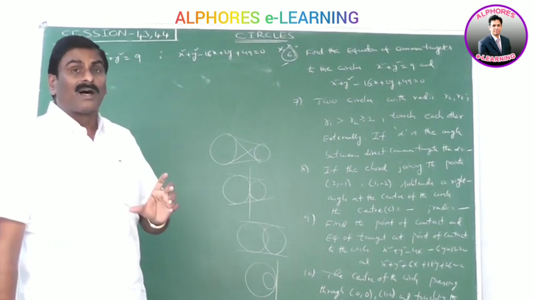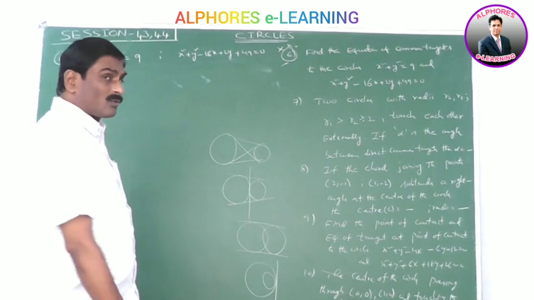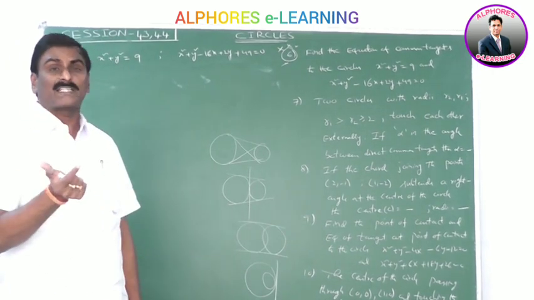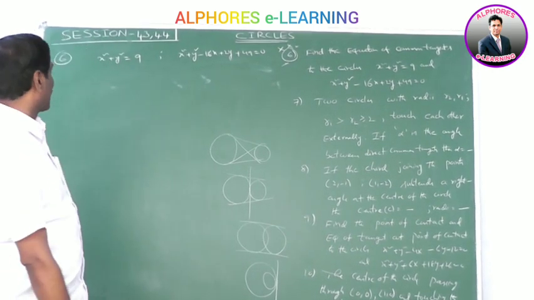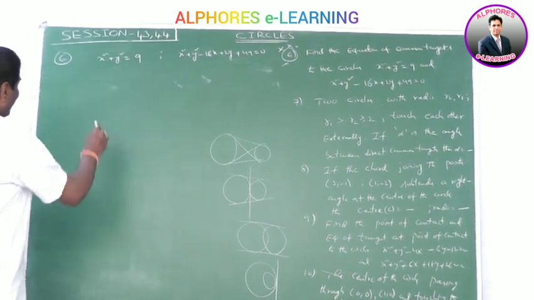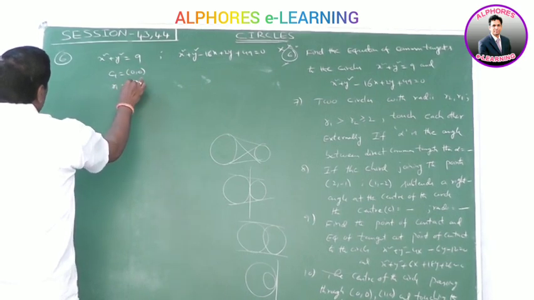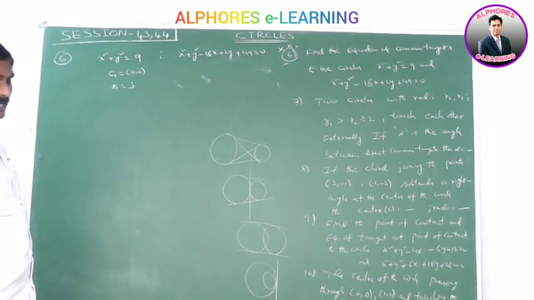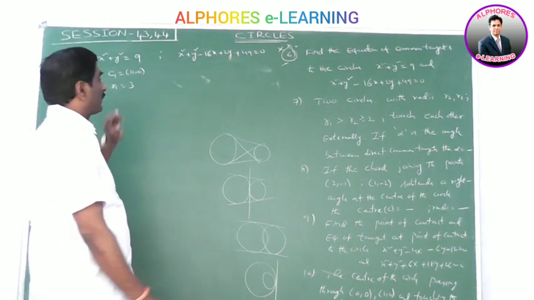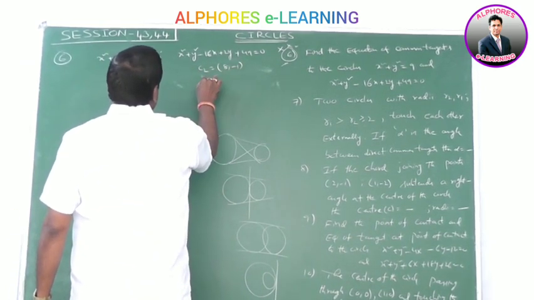So first we find the relative positions of the circles. Okay? To find the relative positions, first we find C1, C2, R1, R2. Given circles: the first circle is x square plus y square is equal to 9. The center of this circle C1 is 0, 0. The radius of this circle is 3, since x square plus y square is equal to r square, 3 square. The center of the second circle is 8, minus 1.